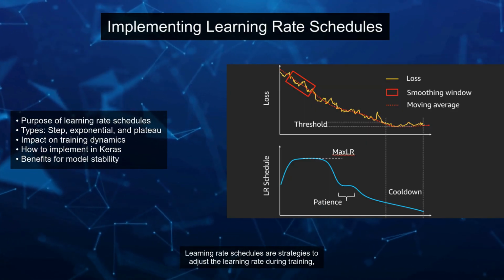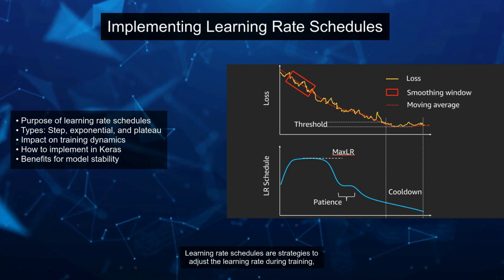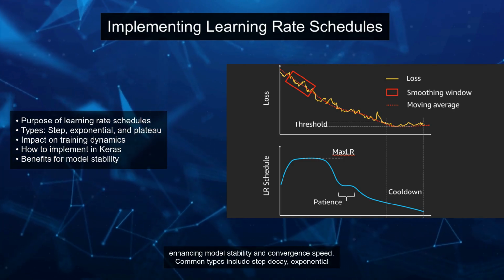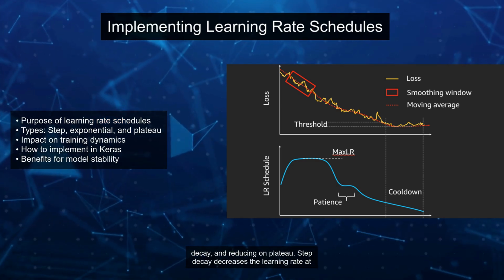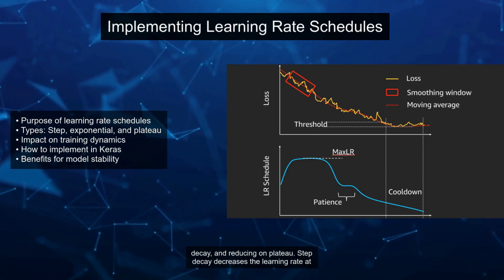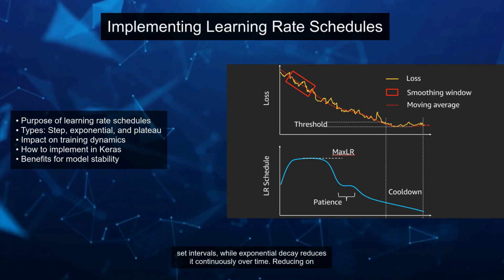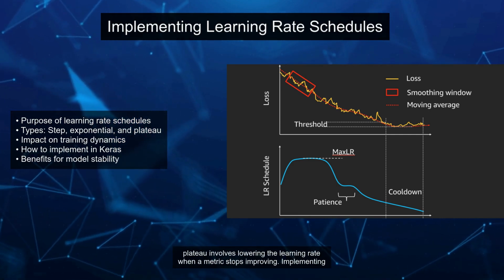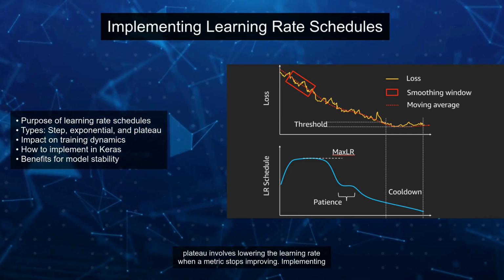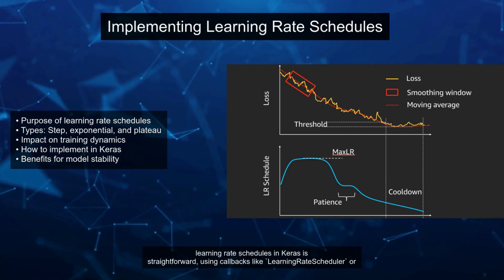Learning rate schedules are strategies to adjust the learning rate during training, enhancing model stability and convergence speed. Common types include step decay, exponential decay, and reducing on plateau. Step decay decreases the learning rate at set intervals, while exponential decay reduces it continuously over time. Reducing on plateau involves lowering the learning rate when a metric stops improving.